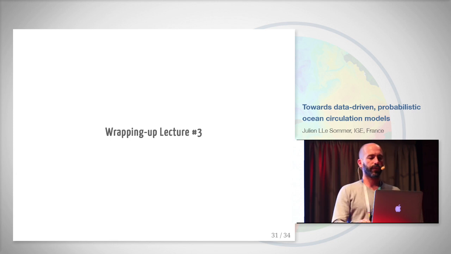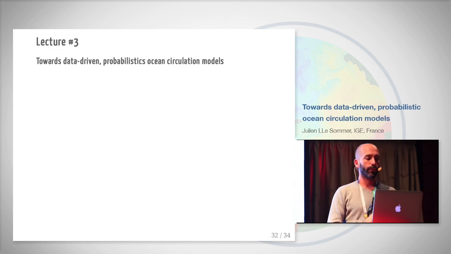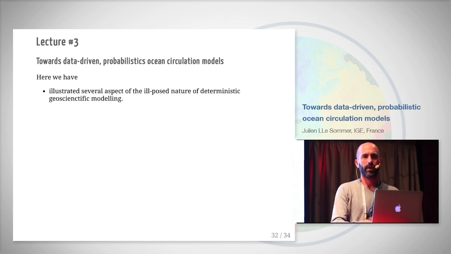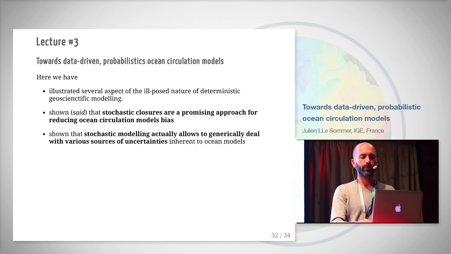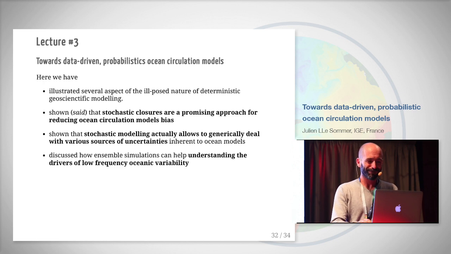Conclusions. We've illustrated during this lecture several aspects of what I think is the ill-posed nature of the deterministic approach to geoscientific modeling and ocean modeling in particular. We've shown, or at least I've said, I haven't really shown that, that stochastic closures are a promising approach for reducing ocean model circulation biases, but that it's a broader method that allows you to deal generically with all kinds of sources of uncertainty, and that ensemble modeling plus stochastic closures can help you understand physical drivers of the low frequency variability of the ocean.